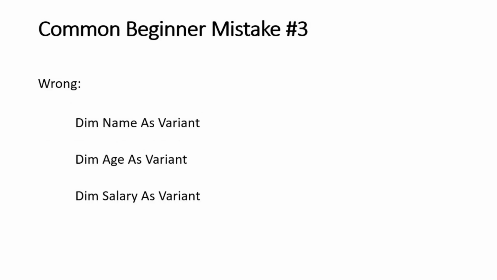Another mistake is using Variant everywhere in your code. It is wrong for you to say Dim name as Variant, Dim age as Variant, Dim salary as Variant. The correct practice is for you to use specific data types whenever possible.